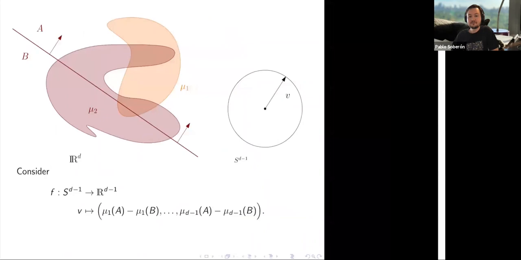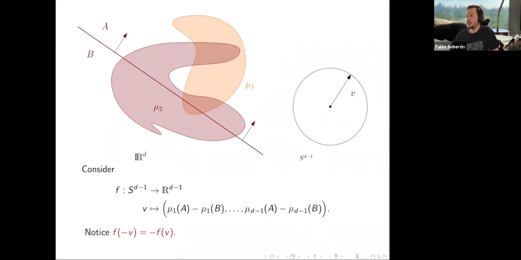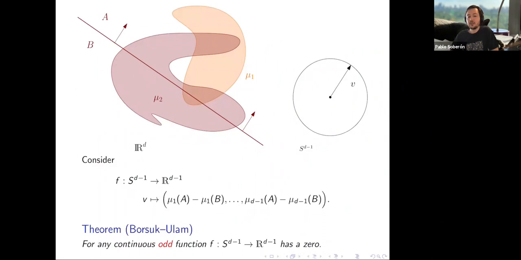And of course, it satisfies some very nice properties. This is an odd function: F of minus V is minus F of V, just by noticing that when you take minus V, the only thing that changes is we swap the names A and B, and so the difference just changes sign. And fortunately for us, this is the content of the Borsuk-Ulam theorem: any odd function from this sphere to the real space of dimension D minus one must have a zero. And that means we get a hyperplane cutting everything in half.